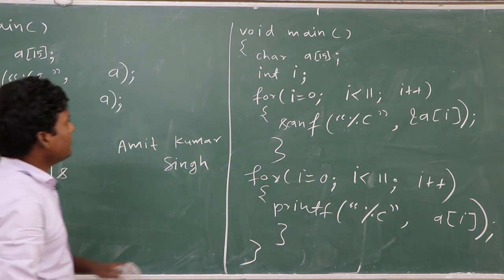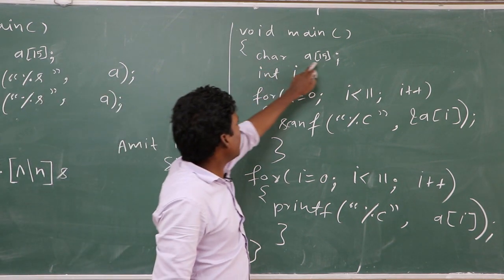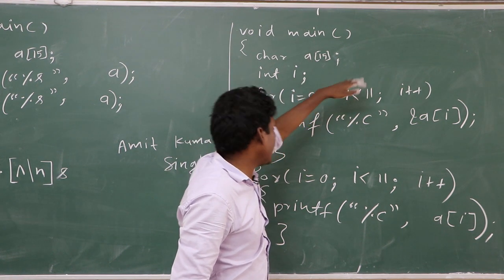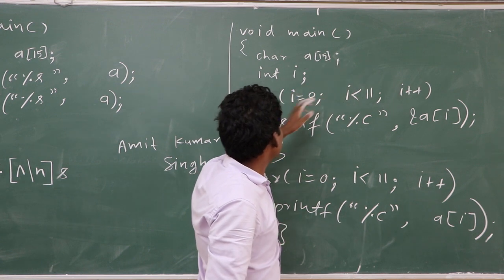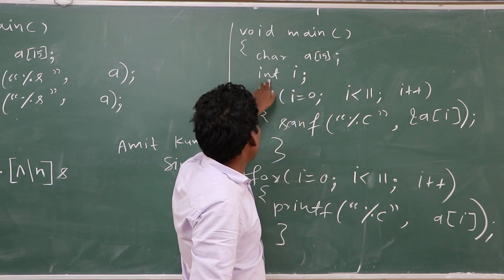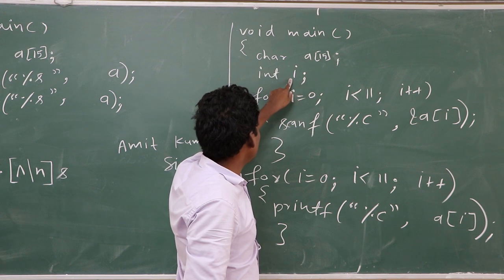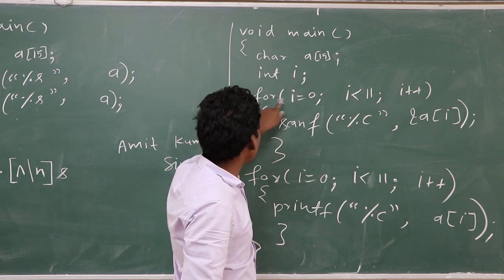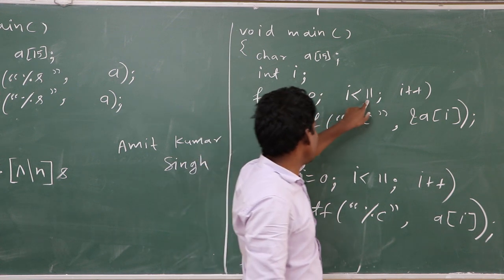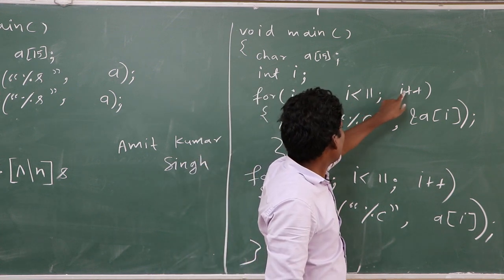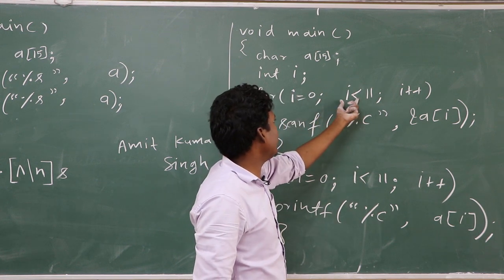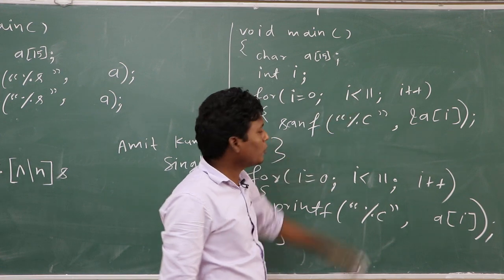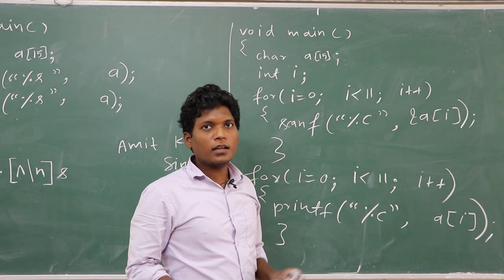Class, here you can see char a of 15. Here string a is not initialized, so we have to take the string by the scanf function. int i. There is need of variable i for loop, so we declare the int i for i equal to 0, i is less than 11, i plus plus. The loop executes 11 times from 0 to 10, so we can input a string that runs 11 times.